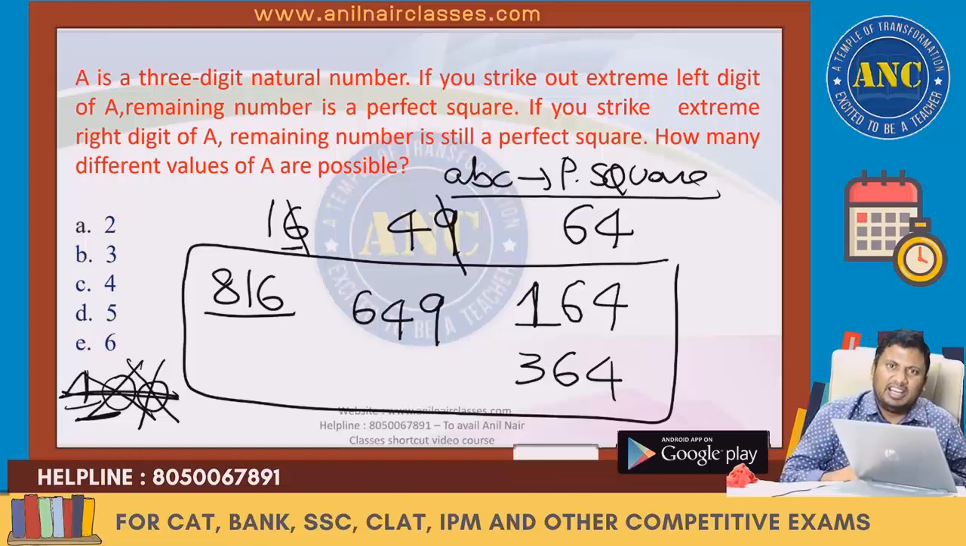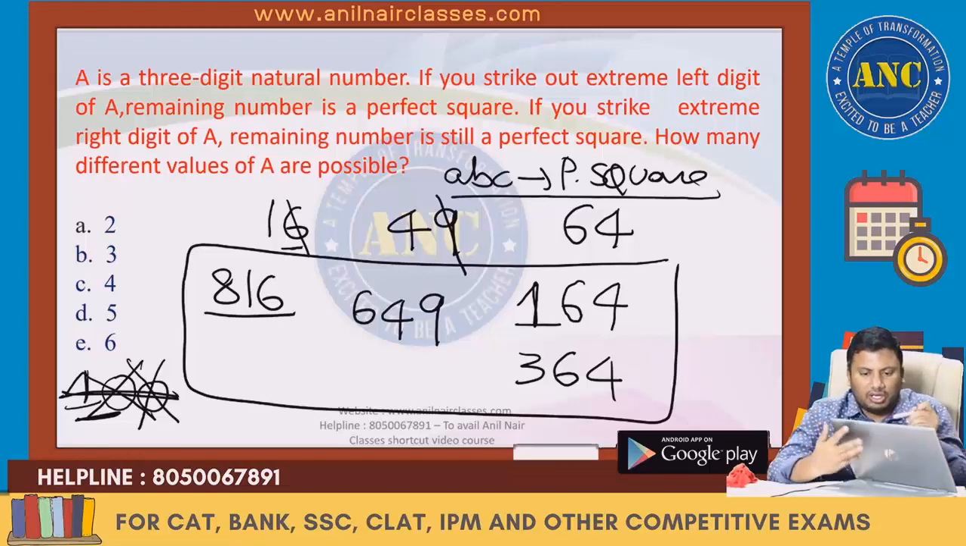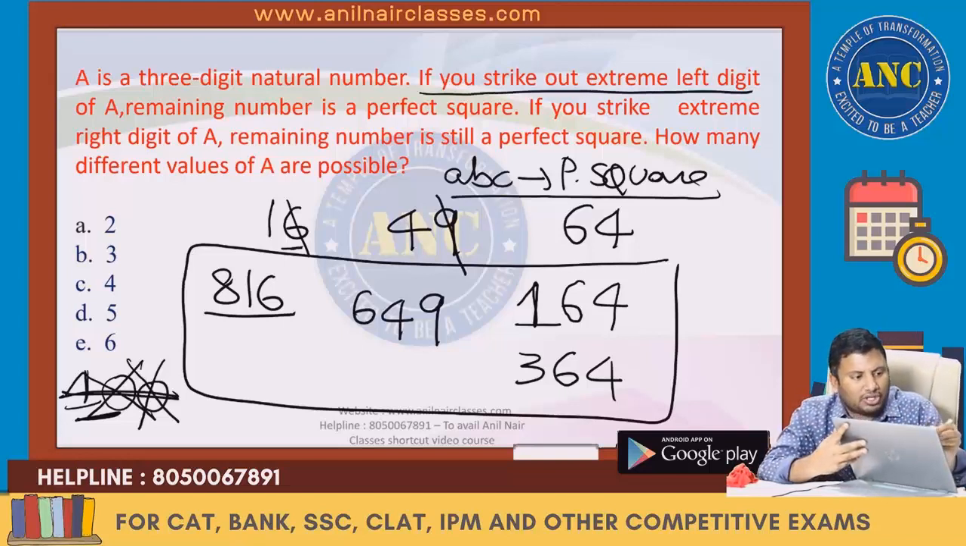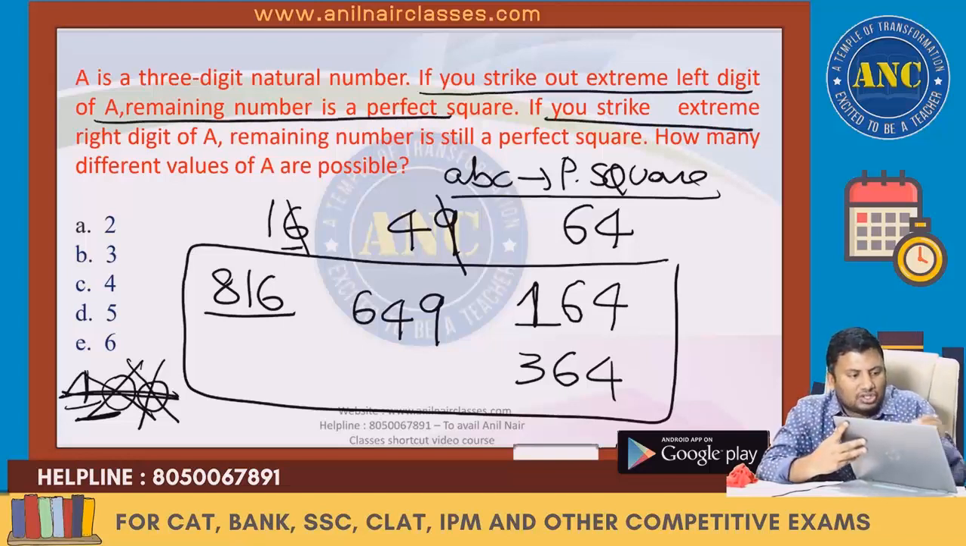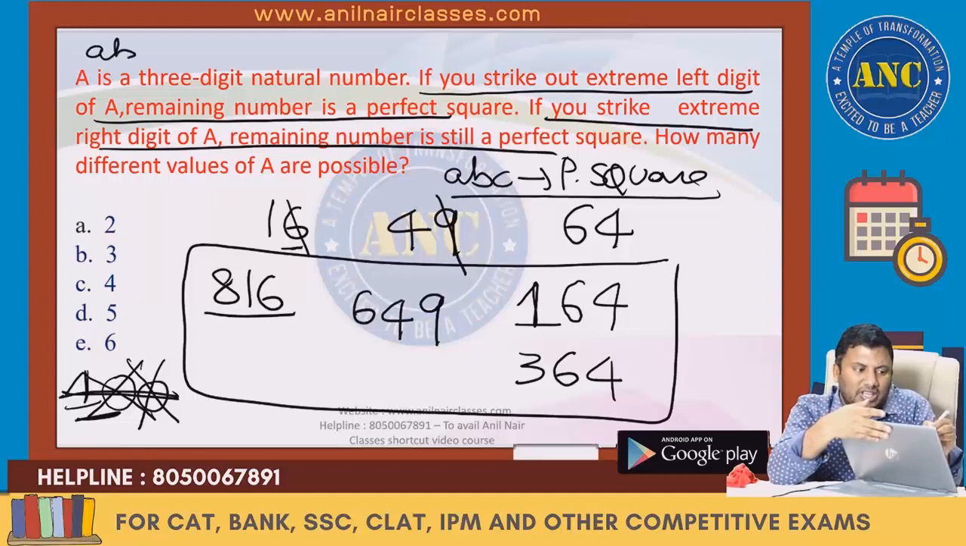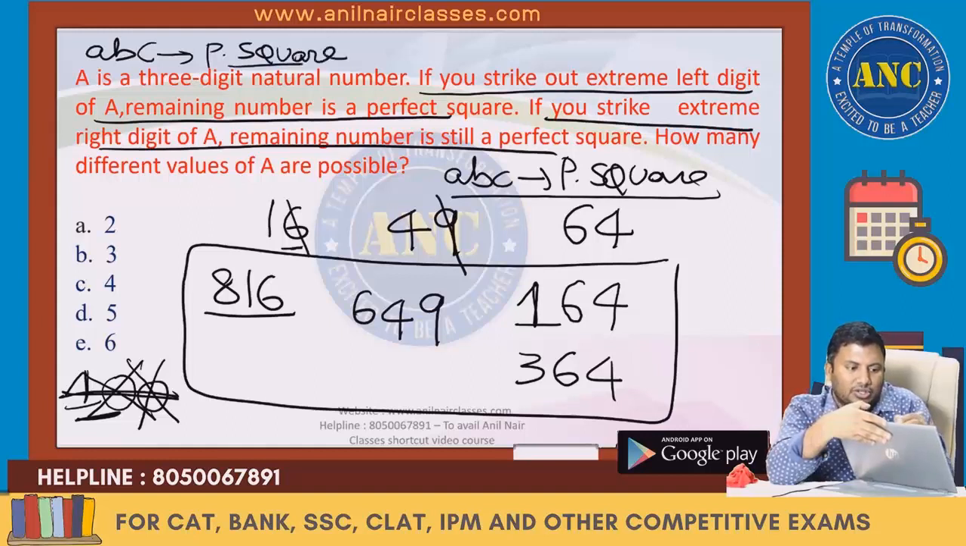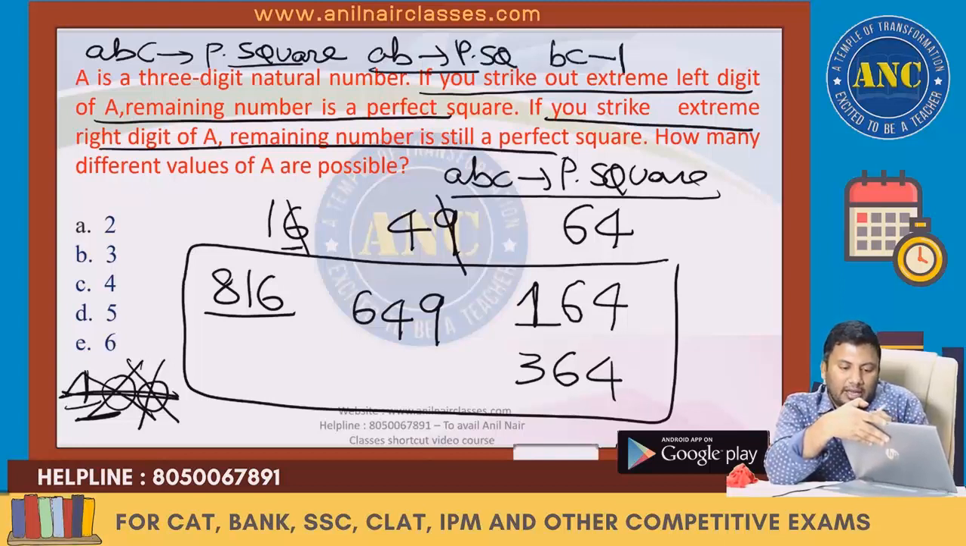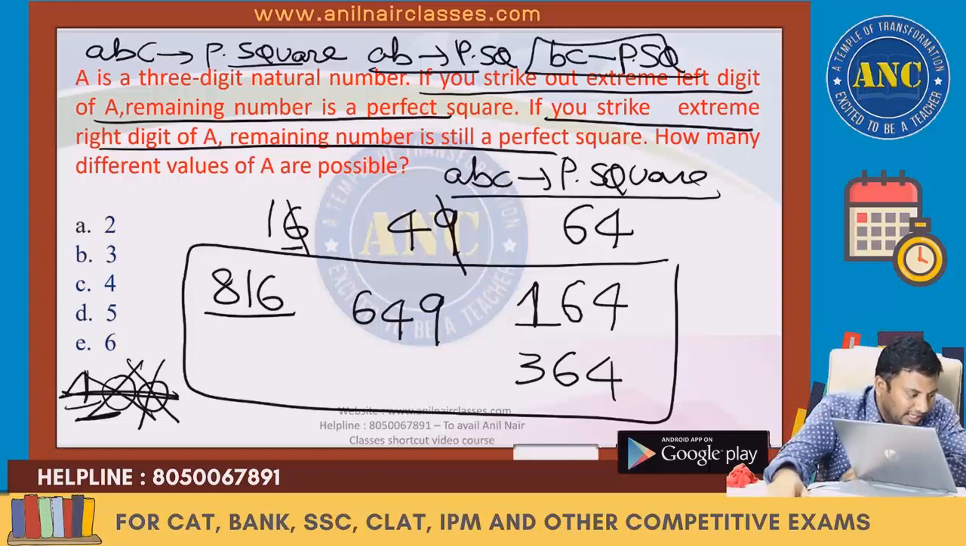Very easily, once you have understood the question, this is the first step and this is the second step. Wantedly I am creating every question which uses logic. That is the speciality of our YouTube live classes. ABC is a perfect square. AB is a perfect square. A is eliminated, BC is a perfect square. This is the question.